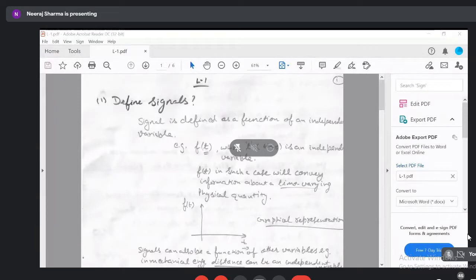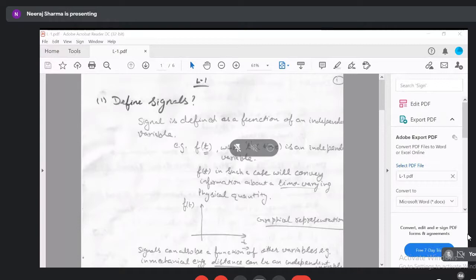You might have studied it in your +1 and +2 standards also, and maybe in the first year of your syllabus, that signals can be defined as a function of an independent variable. We have two types of variables: one is known as the dependent variable and another is known as the independent variable. If you want to sketch the graph between a dependent and an independent variable, then you can plot these two parameters along the x-axis and the y-axis.